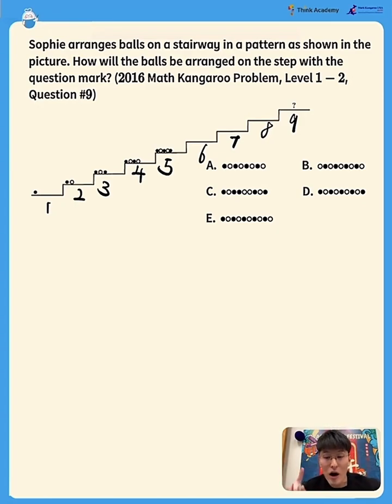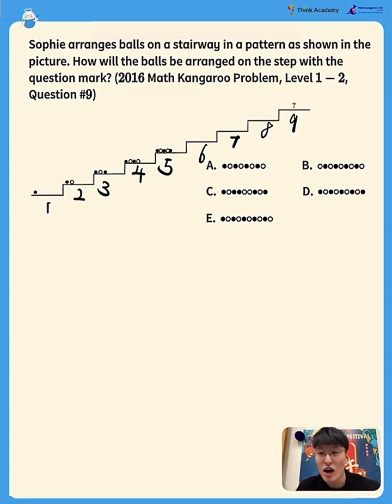So we have 1 ball on the first stairway, and then 2 balls on the second, and 3 balls on the third one, and then 4 balls on the fourth one. So that means 1, 2, 3. What about the 9th stairway? On the 9th stairway, we're going to have, of course, 9 balls, right? Very good.